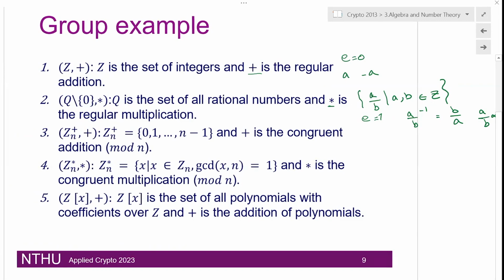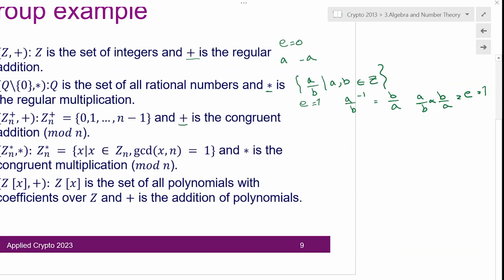Another example is Zn plus, the set of integers that are less than n, where the operation is addition modulo n. Again, we've practiced this one, and we know that this is going to be a group. Another one is the set of multiplicative inverses, Z star n, and this is a very interesting one. They are very similar to each other, but remember that it contains only those values whose GCD with n is just 1. So the values that are co-prime to n.